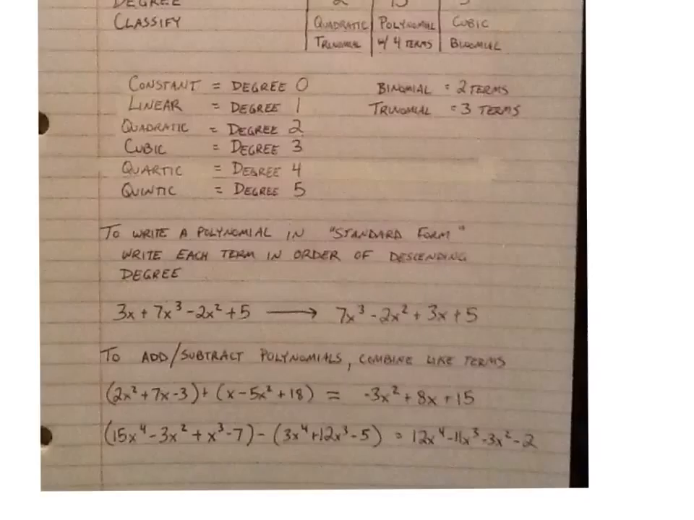Brief zoom in on this page so that you can see some of those words. Keywords being binomial, trinomial, we knew quadratic, cubic, quartic is a new word to us, and quintic is a new word to us.